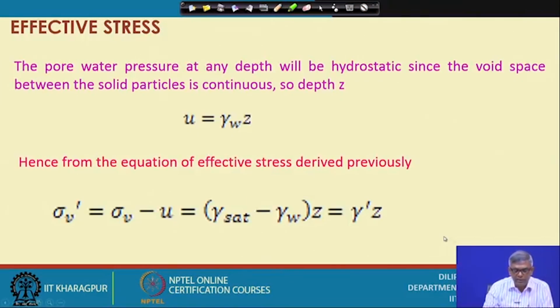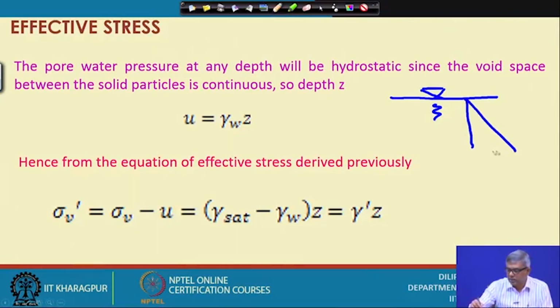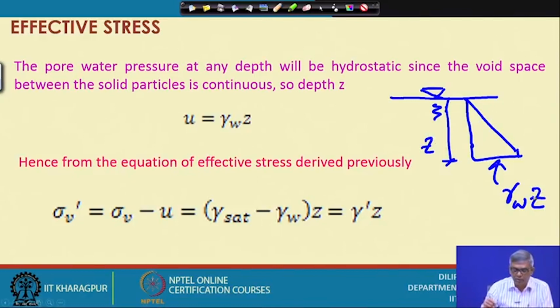Now, the pore water pressure I can think of as follows. The water table is here, and because of hydrostatic pressure, it increases with depth like this. It will be gamma w times z. So u at any depth is gamma w times z, because this is all fluid mechanics, where you find the hydrostatic pressure at any depth.